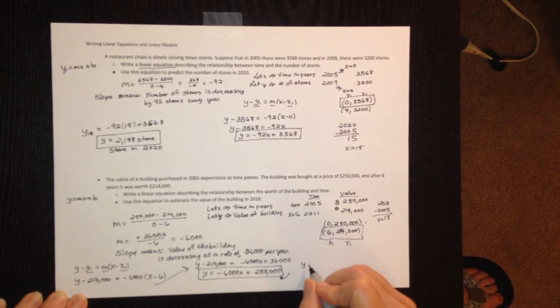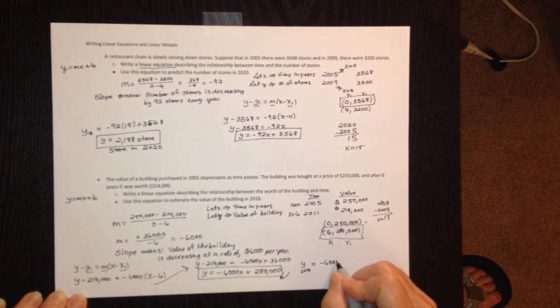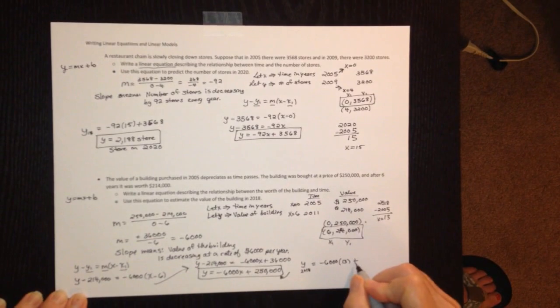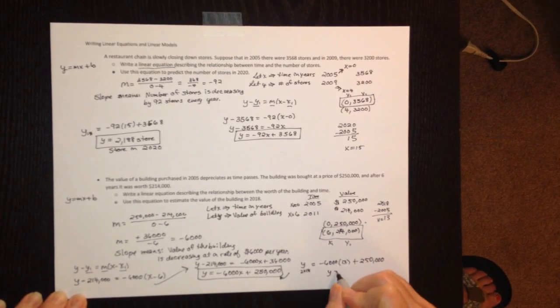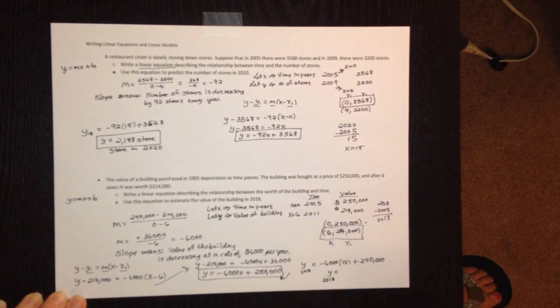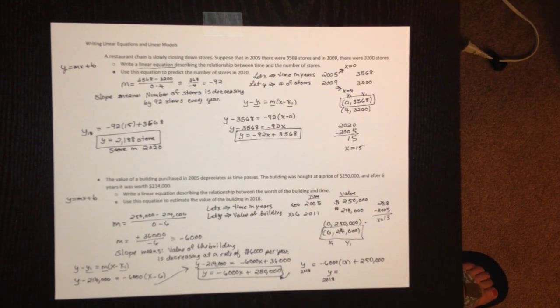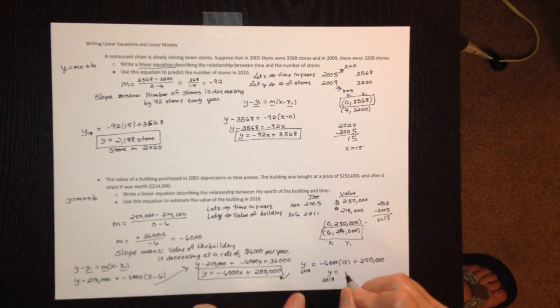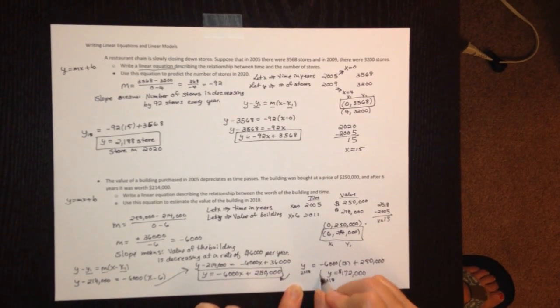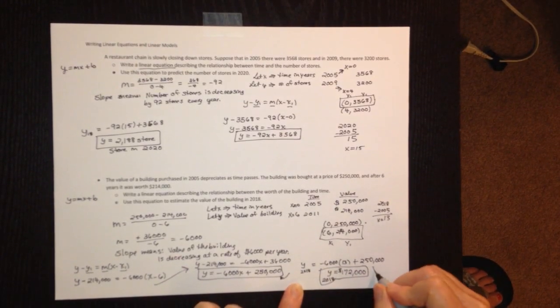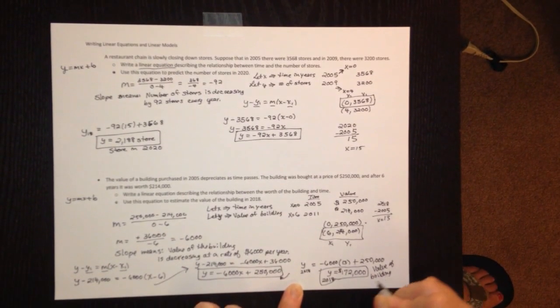It's going to be Y, and this is for 2018, is equal to negative 6,000 times 13 plus $250,000. So Y is going to equal, this is the year 2018, negative 6,000 times 13 plus $250,000, which is $172,000. This is the value of the building in the year 2018.